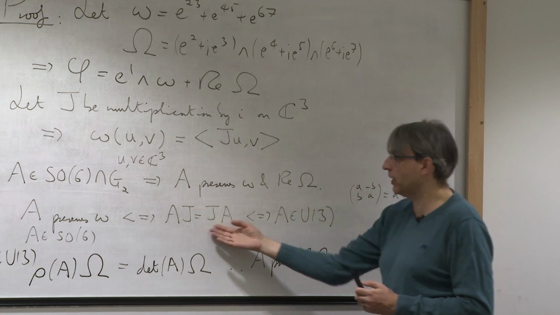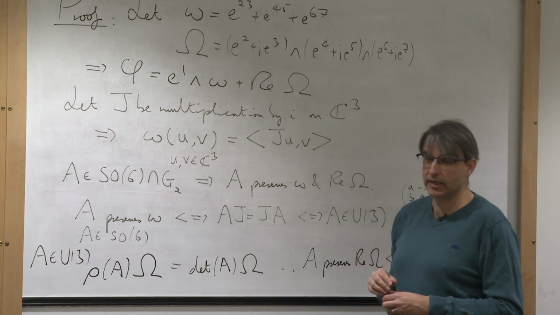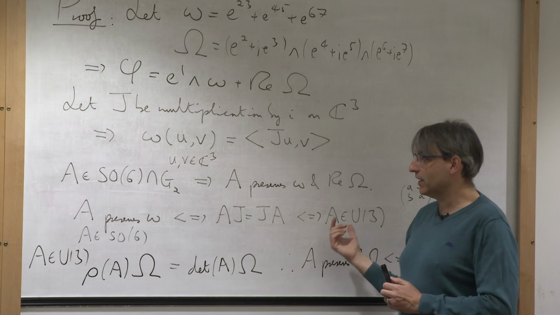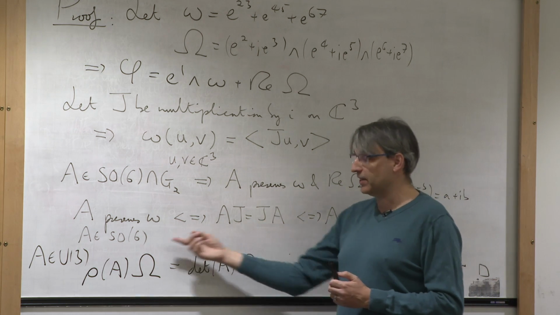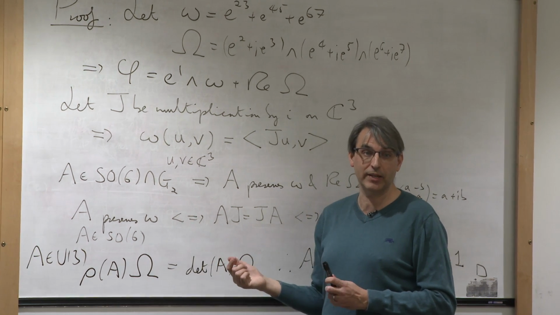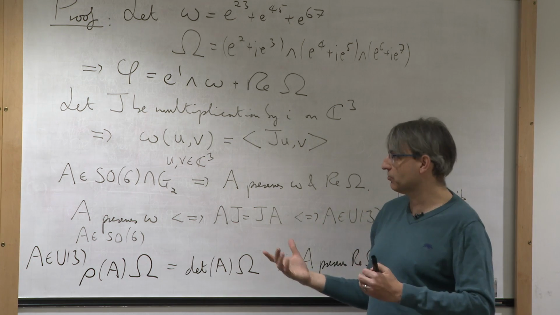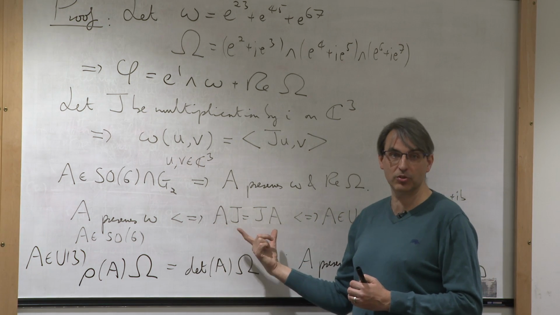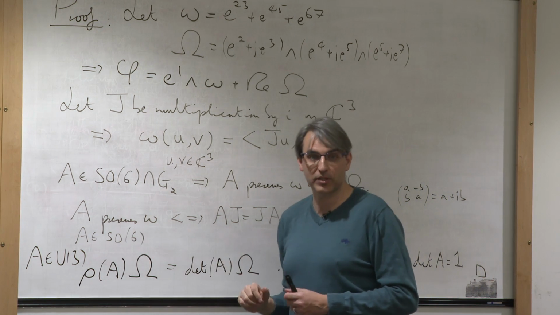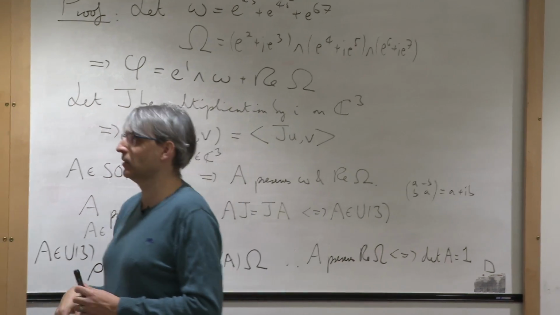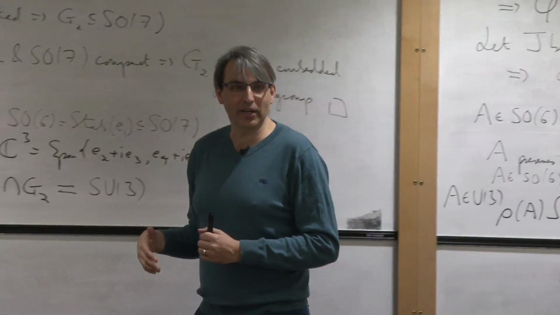So this is an equivalent way of saying what U3 is. In fact, you can define U3 to be this thing. That's how some people define U3, is say it is the real 6x6 matrices for which this is true. You know, a special orthogonal matrix for which this is true. But that's cheating. I don't want to do that. Okay.